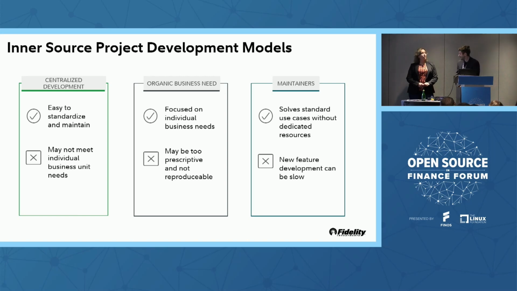Actually, kind of how we ended up where we are. Yeah. So that one has some definite drawbacks. They all have drawbacks, for sure.